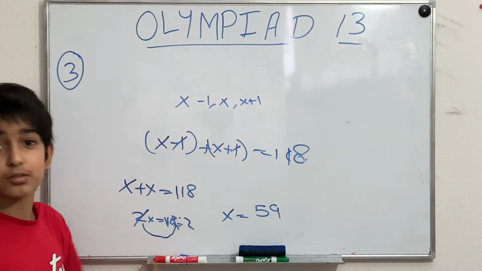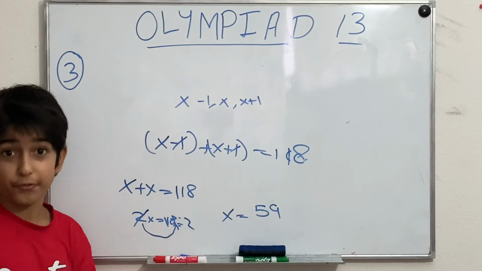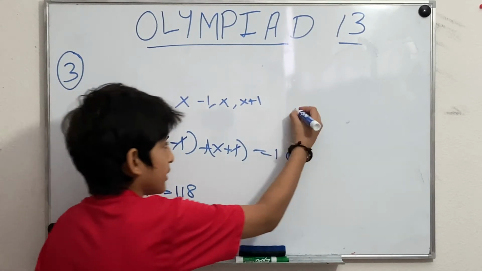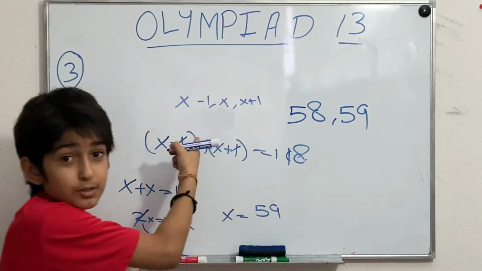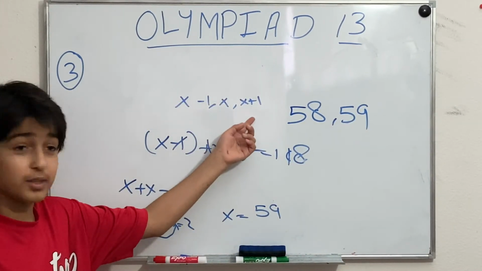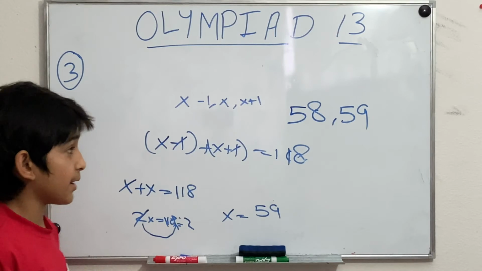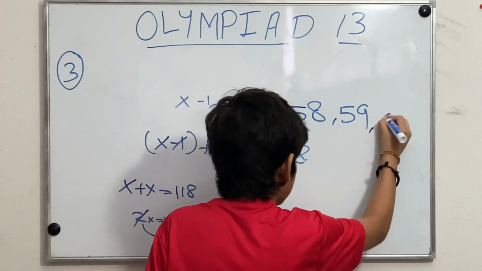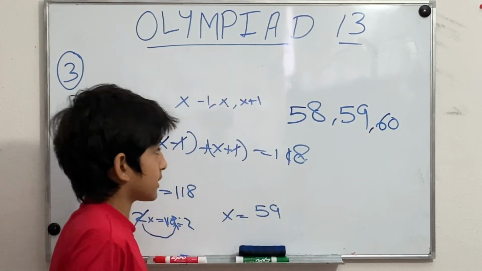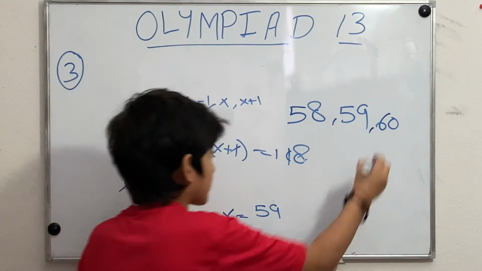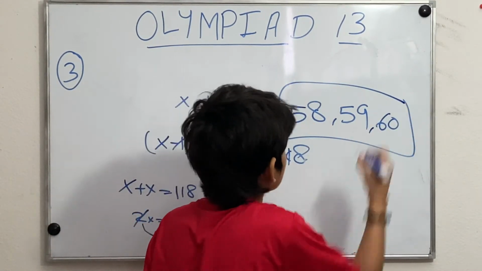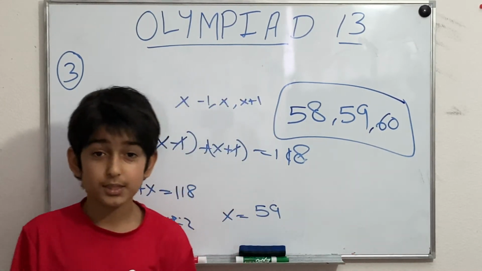So if x is equal to 59, this is x minus 1, the first number, which is equal to 58. So 58, 59, because we just plugged it into this equation. And the third number is x plus 1. So 59 plus 1 is equal to 60. And we can even check this, because 58 plus 60 is equal to 118. That means the answer is correct. So once we box this out, 58, 59, and 60 should be our answer.